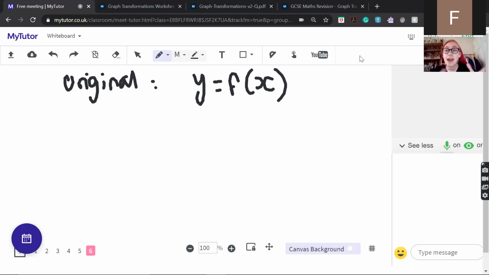This just means y is some function of x, some expression in terms of x, like any curve or line that you could think of. Then we're going to come up with a list of what all of our transformations look like, and what they do to this curve. So the first one is, what if, instead of giving our machine x, we gave it x plus a?